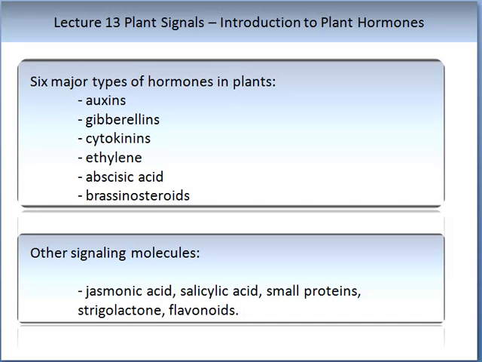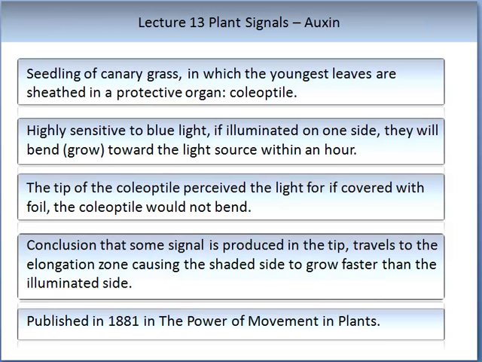There are 6 major categories of hormones in plants. These are auxins, gibberellins, cytokinins, ethylene, abscisic acid, and brassinosteroids. There are also other signaling molecules such as jasmonic acid, salicylic acid, some small proteins, strigolactone, and flavonoids. So let us explore each of these classifications of hormones in more detail.